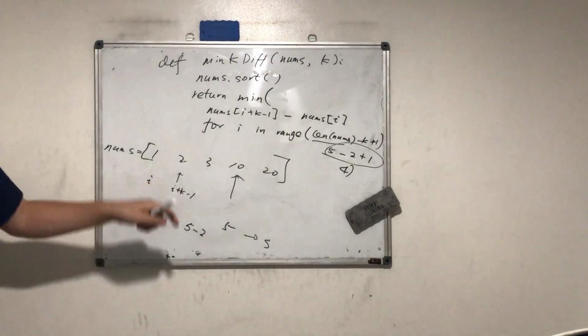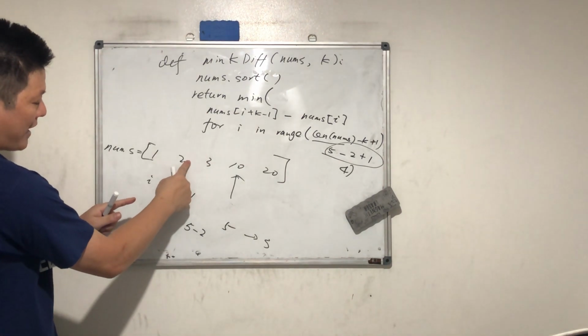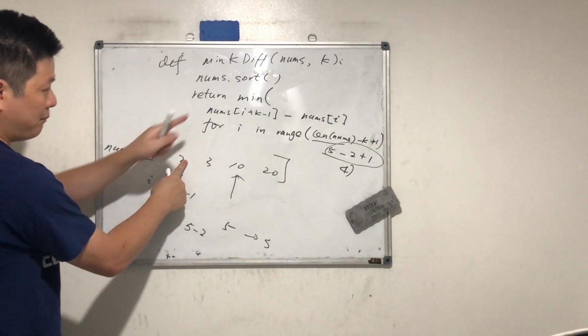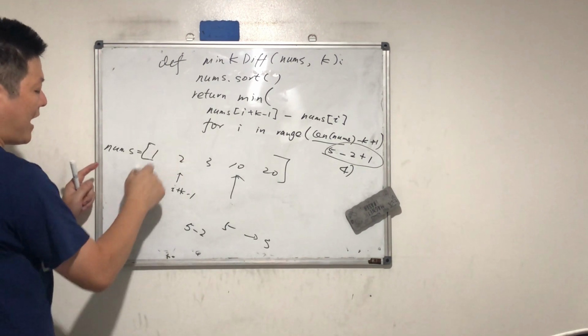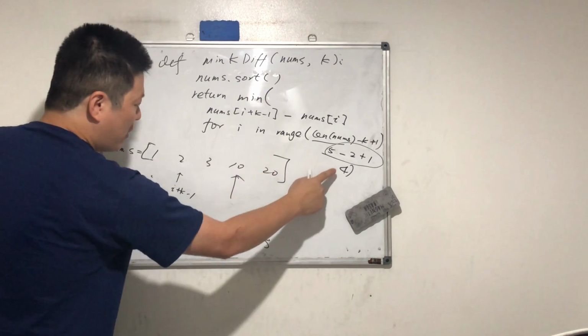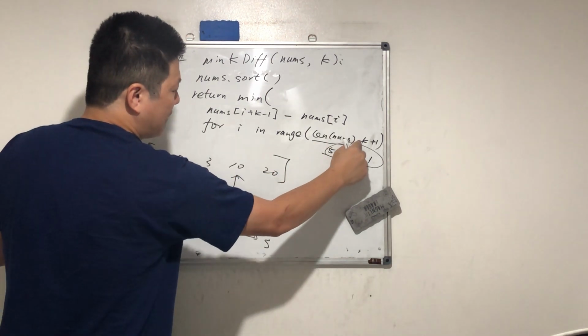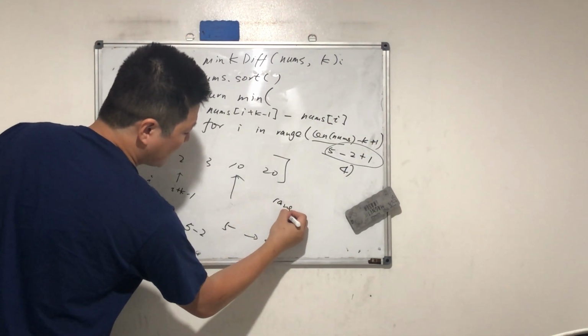Got it? That's it. So basically, look: min of nums[i + k - 1] minus nums[i] is this one. For this i in range from 0 to 4, this is length of nums minus k plus 1, but not including, right? Remember this range function, yeah?